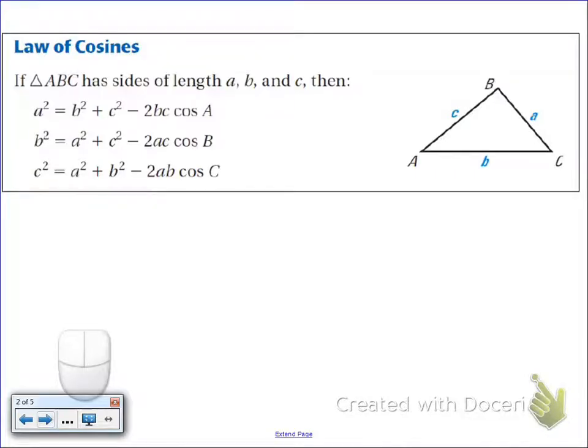So first and foremost, here is the law of cosines. There's three equations, and the equations are going to vary depending on which angle you're given. You notice that each one of these ends with cosine of an angle. So you have cosine of A, cosine of B, cosine of C, and depending on which angle you're given or which angle you're trying to find, angle A, B, or C, you're going to use each one of these equations.